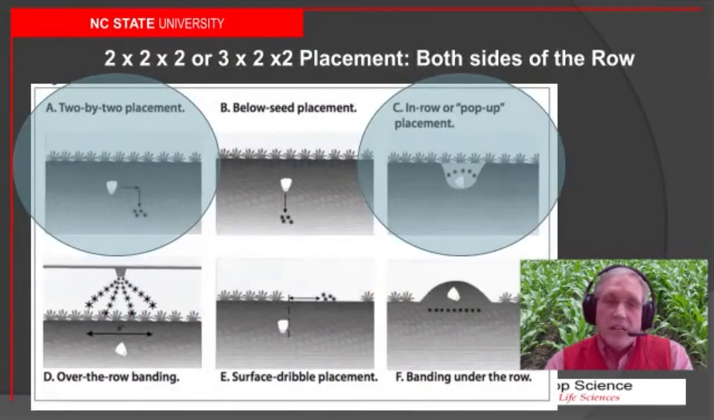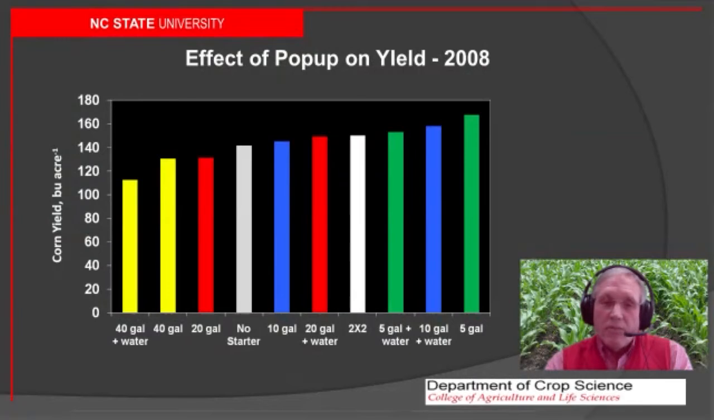How about 2x2 and pop-up? Those are probably the two most examined materials and ways of utilizing starter fertilizer that I am aware of here in North Carolina. This study we did back in 2008 and really formed the basis for my understanding of the role of a 2x2 band versus an in-furrow application.